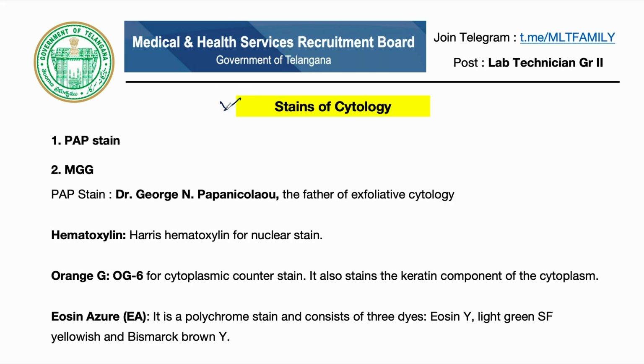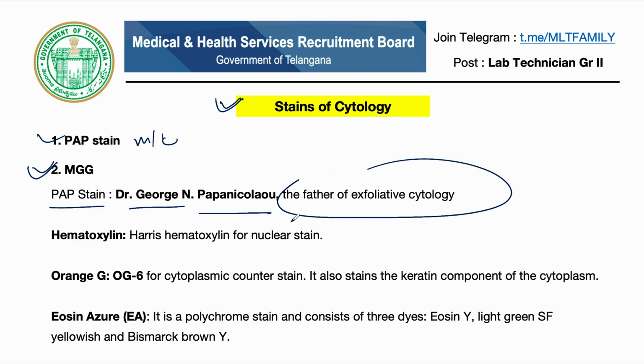Now we will be discussing the stains in cytology. The most common stains are the Pap stain and also the MGG stain. Pap stain gets its name from Dr. George Nicholas Papanicolaou, who is also known as the father of exfoliative cytology. Now the content of a Pap stain: there is hematoxylin. Harris hematoxylin is used. This question was asked in an exam: in Pap stain, which kind of hematoxylin is used? Harris hematoxylin, which stains the nuclear part.